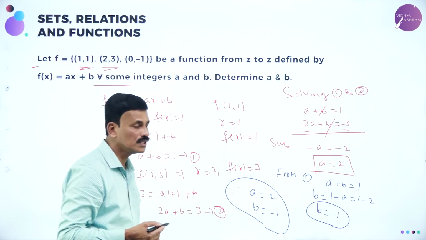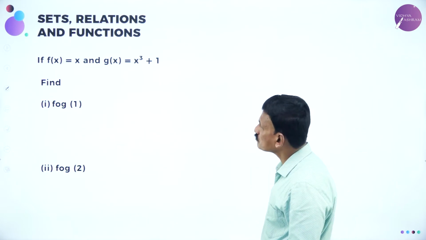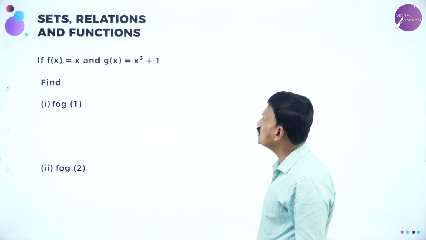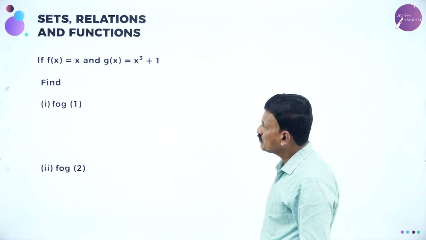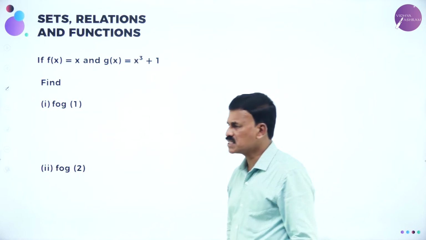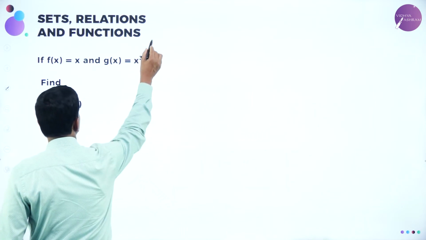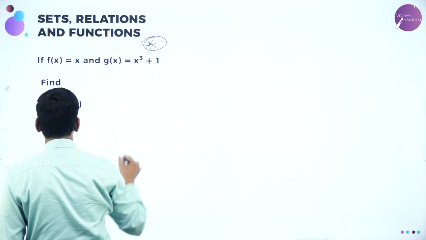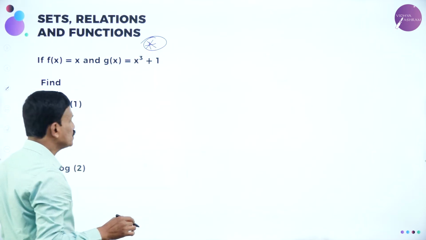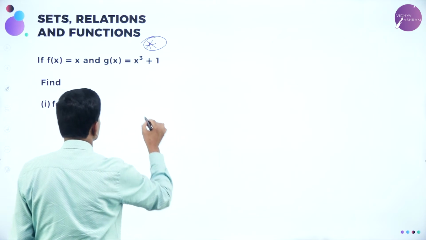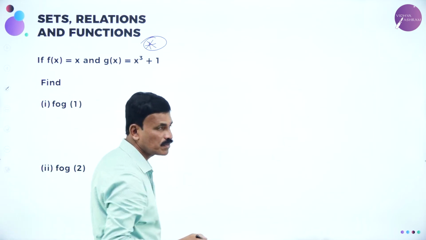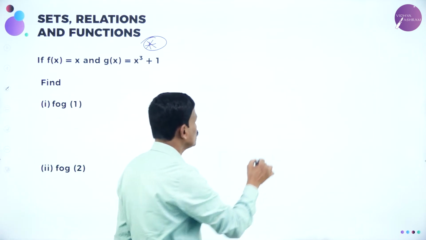Very simple problem. Now let us come to the next problem. If f of x is equal to x and g of x is equal to x cube plus 1, find f o g of 1 and g o f of 1. This is a very important type of problem. First, f o g of 1 and g o f of 1. Let me explain how to find f o g and g o f of a function.